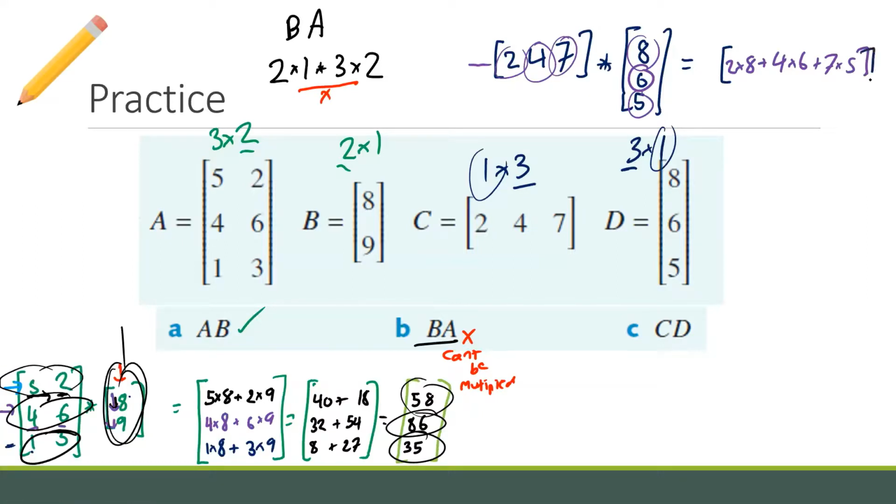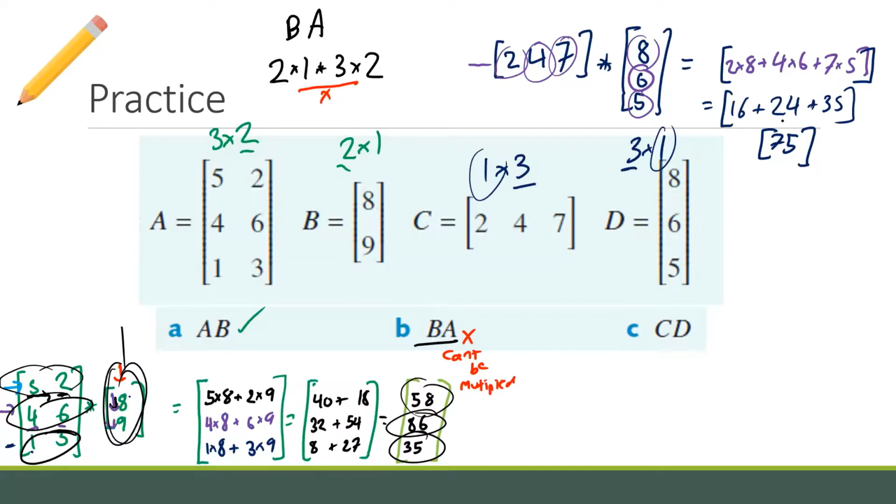All we've got to do now is simplify that. 2 times 8 is 16. 4 times 6 is 24. 7 times 5 is 35. That's going to be 40, 75. And that's how I worked that out. That's going to be 75, and that's a 1 by 1 matrix, because that's what we would expect it to be.